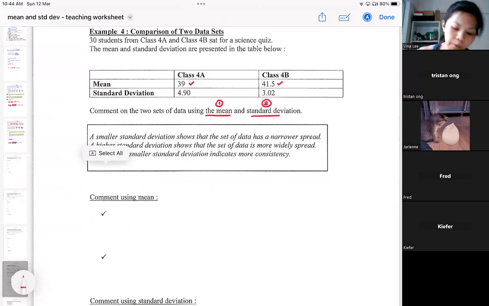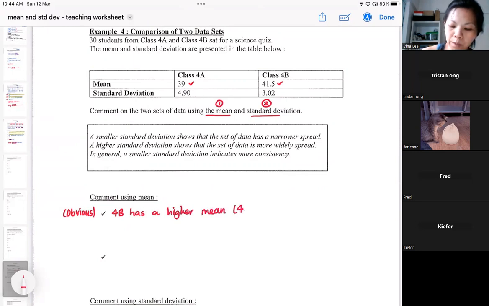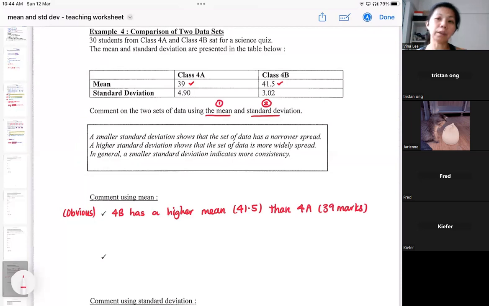So you state the obvious: 4B has a higher mean. Usually I put a bracket, then 4A, so that it is very obvious which values I'm looking at.